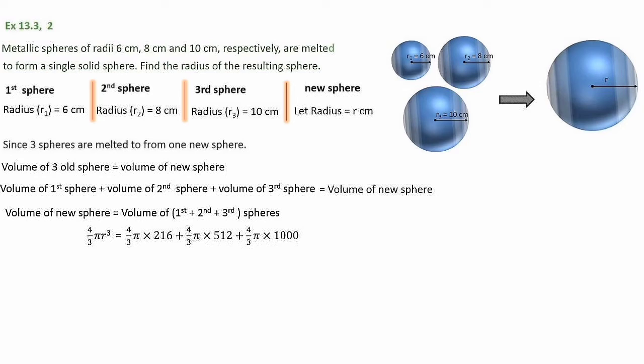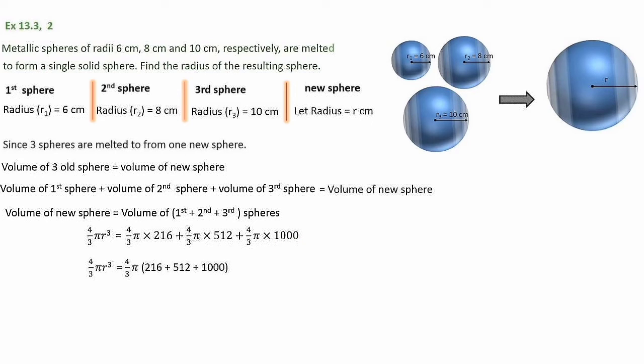Plus the volume of the second sphere. The volume of the second sphere is 4 by 3 pi into r cube. Here r is 8, so 8 cube is 512. Plus the third sphere, that is 4 by 3 pi into 10 cube. So 10 cube is 1000.